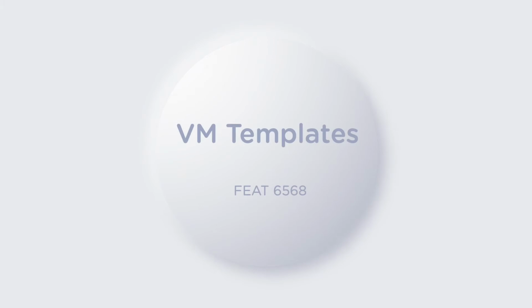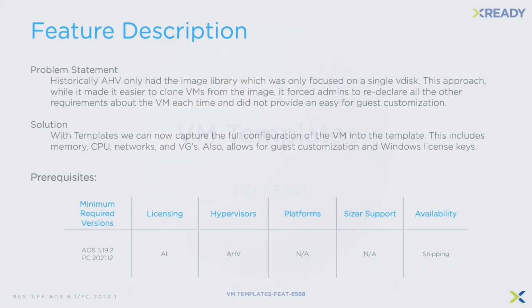Hello, welcome to New Stuff for AHV Templates, feature 6568. If we examine what the problem was with not having templates on AHV in the past, historically AHV always had the image library, which was kind of like a template, but not really. It was focused on a single vdisk and really just cared about the contents of that vdisk, so you could easily clone it to make VMs from it, which was template-like.